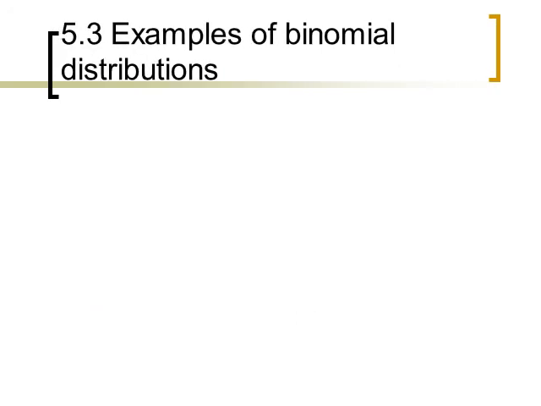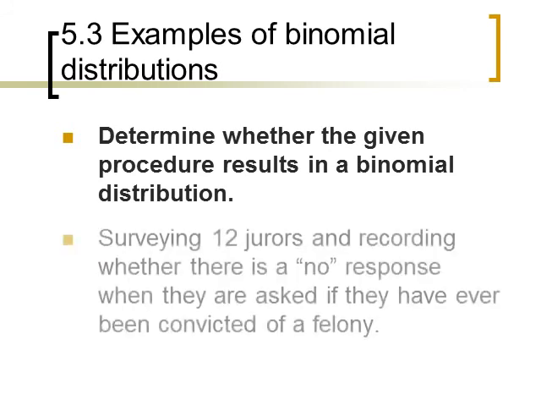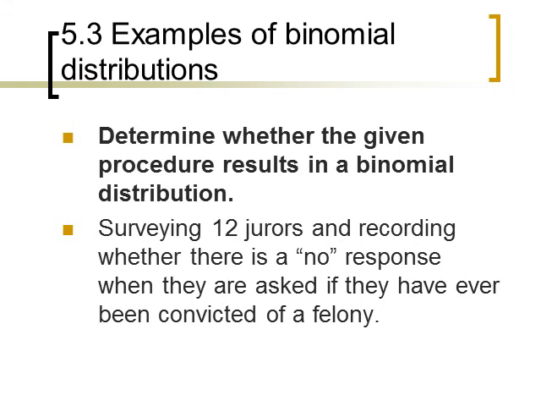Let's look at some examples of binomial distributions. Here we want to determine if the given procedure is a binomial distribution or not. If we survey 12 jurors and record whether there is a yes or no response when they are asked if they've ever been convicted of a felony. Well, in this case, since their response or their outcome would be either yes or no, that would qualify as being binomial.